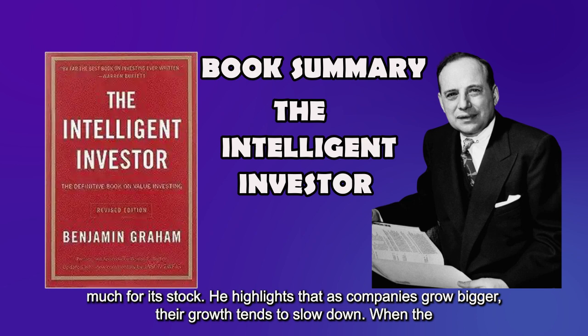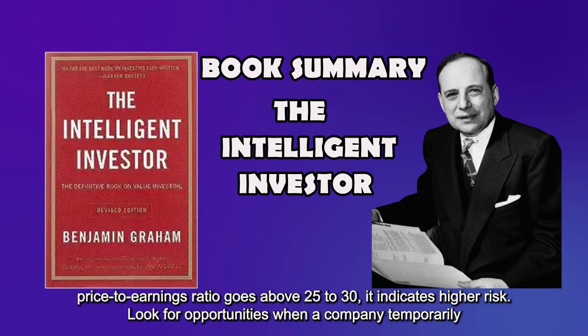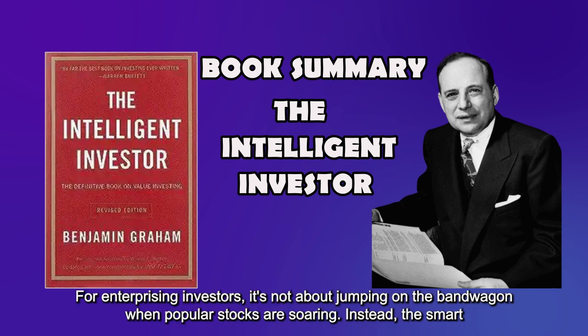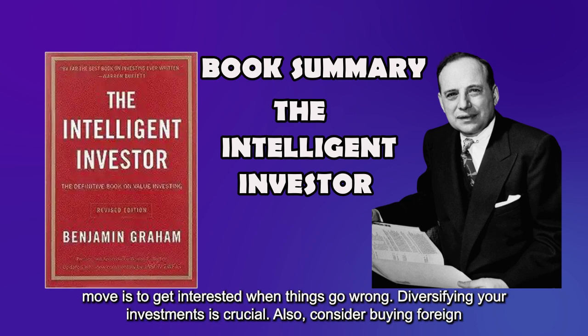He highlights that as companies grow bigger, their growth tends to slow down. When the price-to-earnings ratio goes above 25 to 30, it indicates higher risk. Look for opportunities when a company temporarily falls out of favor, allowing you to buy its stock at a good price. For enterprising investors, it's not about jumping on the bandwagon when popular stocks are soaring. Instead, the smart move is to get interested when things go wrong.